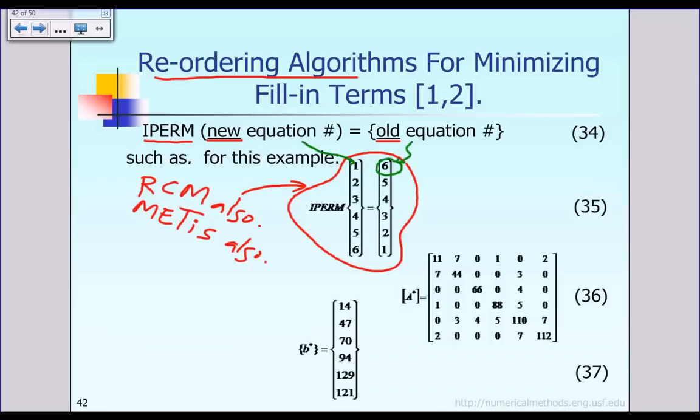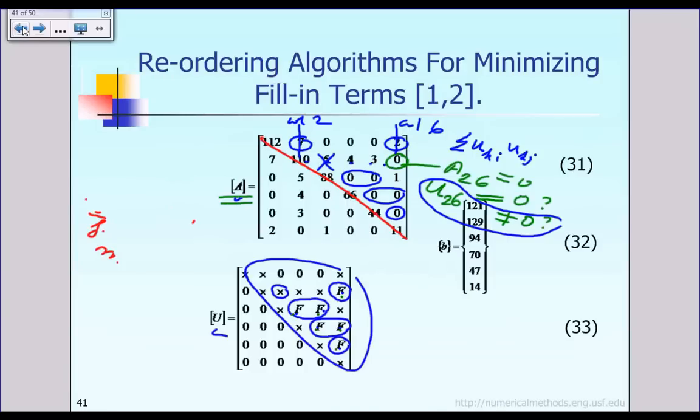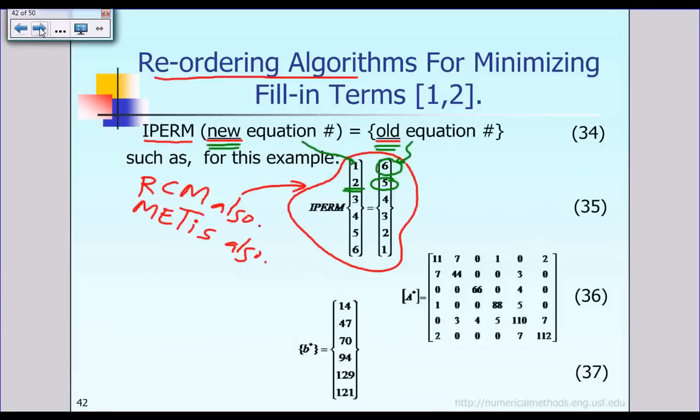Similarly, the old equation number 5 will be swapped with the new equation number 2, and so on. So make use of that kind of algorithm. What is happening is, you can go back to the previous slides. The given matrix A has a bunch of non-zero values like 112, 110, 4, 3. All of those non-zero values will appear at a different location in the new matrix, which we call A star.